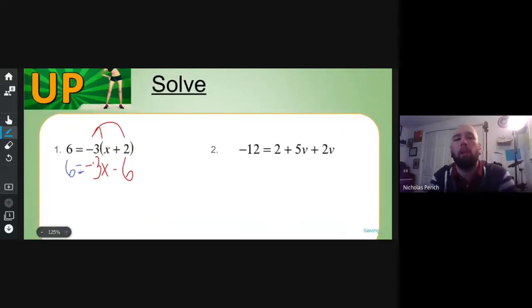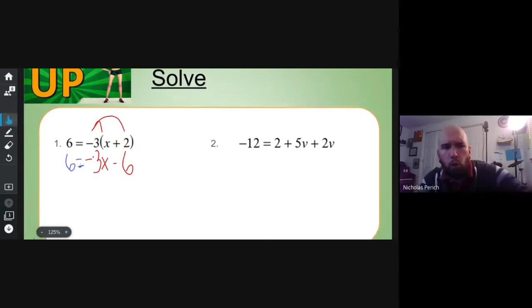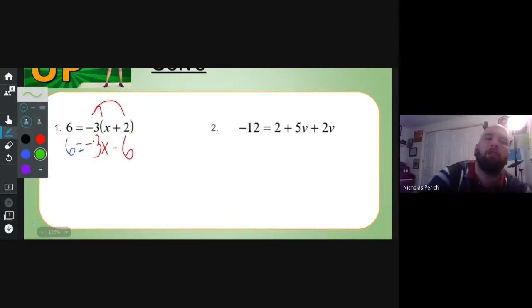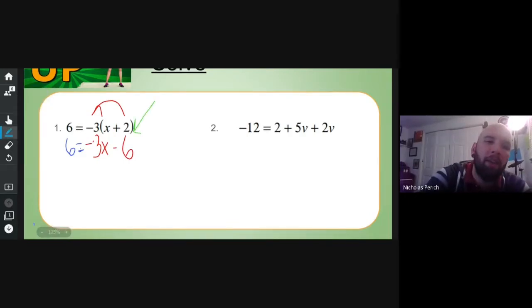Is x all by itself? No. What is in the way? Well, I have a -6 over here that's just floating around, and I have a -3 right here that's being multiplied to x. Always get rid of the number that's floating around first by doing the opposite. In this case, add 6 to both sides. Cross out. 6 plus 6 is 12, and that equals -3x.